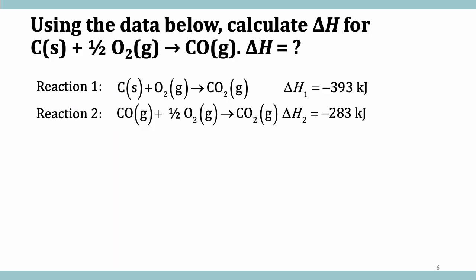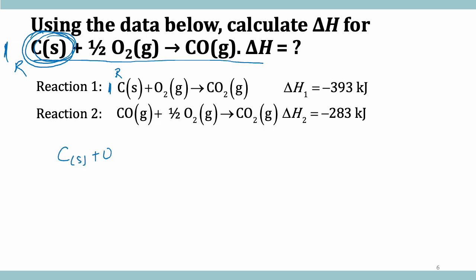Questions would look something like this. Using the data below, calculate delta H for this reaction. The data is given: reaction 1, reaction 2. How do we solve these questions? You look at what you want. I want carbon solid, so I'm going to find which of the two reactions here has carbon solid. The first reaction has carbon solid, so I'll write my first reaction. How many carbon solid do I want? I want 1. I have 1. I want them on the reactant side. It is on the reactant side, which means I don't do anything to the reaction. I write it as it is.